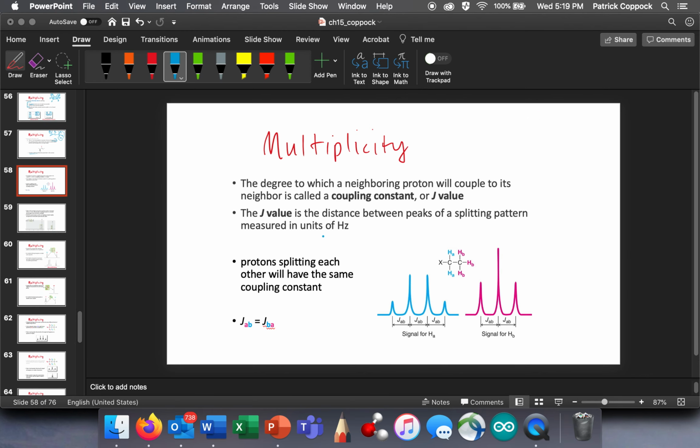All right. Now, the degree to which a neighboring proton will couple to its neighbor is called a coupling constant, or its J value. The J value is the distance between peaks of a splitting pattern measured in the units of Hertz. Okay, so you can see the coupling constant is going to dictate how far apart they go. We're not even going to be using that for calculating.